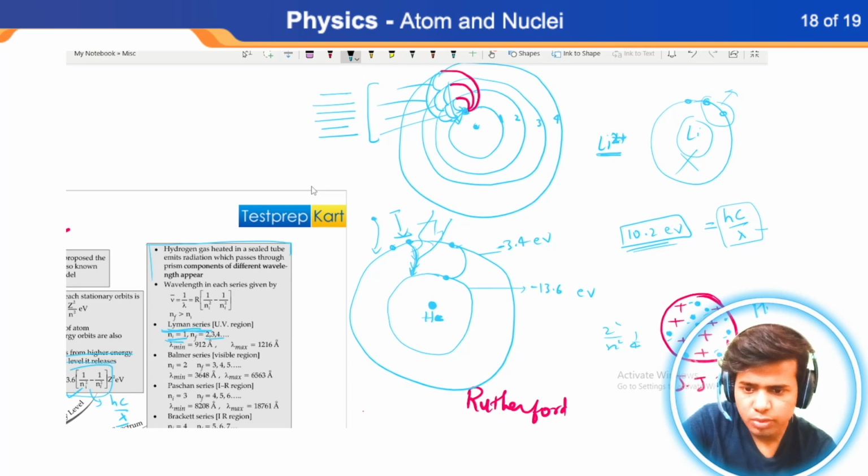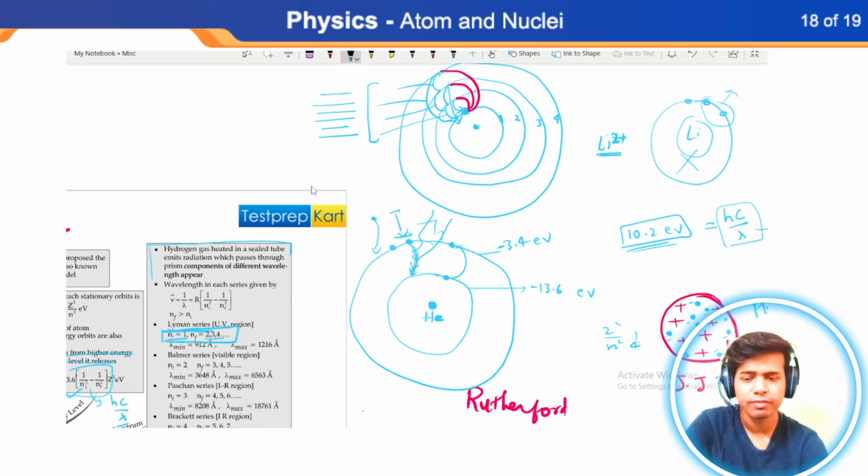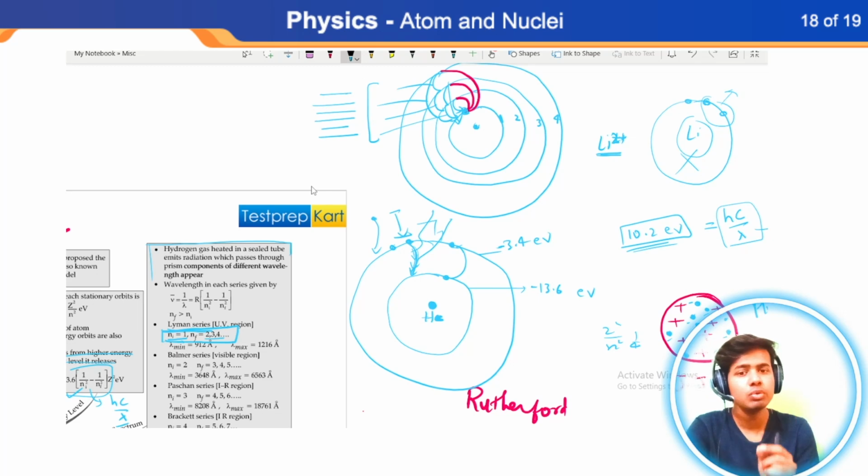You only have to remember this one. For Lyman, from n equal to 1 to n final, which is any number of shell, basically jumping from the first shell, that will give you at the end Lyman series.